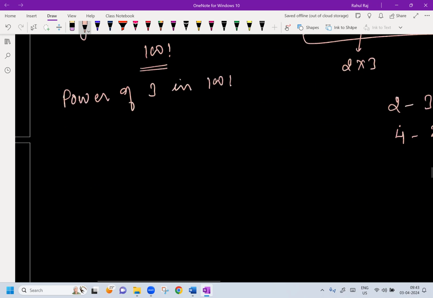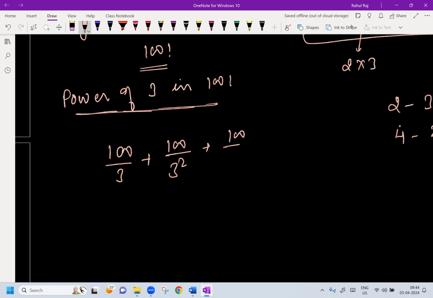So imagine if I ask you to find the power of 3 in 100 factorial, how do you find it out? Your job is simple. You have to find the power of 3. So divide 100 by 3 plus 100 by 3 square plus 100 by 3 cube plus 100 by 3 to the power 4, because 3 to the power 4 is 81. 3 to the power 5 will cross 100. So we'll stop at this place.